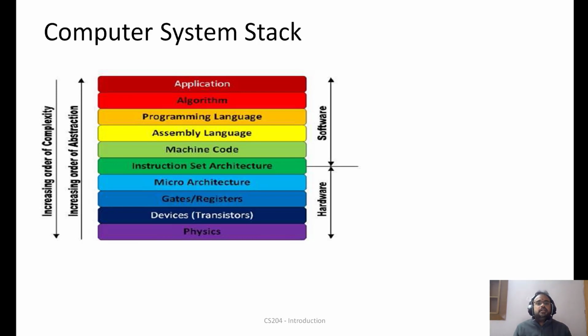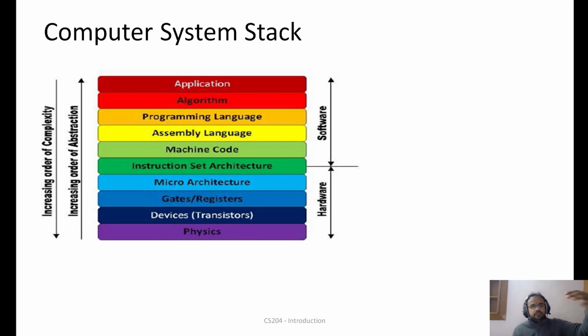Beyond the ISA layer, the very first software layer that we see is machine code, which is just a sequence of zeros and ones. Above that is assembly language. Following that is a programming language, typically the high level languages that we see today, predominantly C, C++, Python, Java, etc. And we use these programming languages to implement an algorithm. And why do we use an algorithm? Because we have an end application in mind.